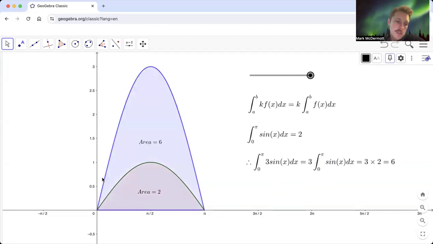And sure enough, if we graph 3 sine x, that's this blue curve here between 0 and pi. And yeah, you take the integral of that, and you get an area of 6.